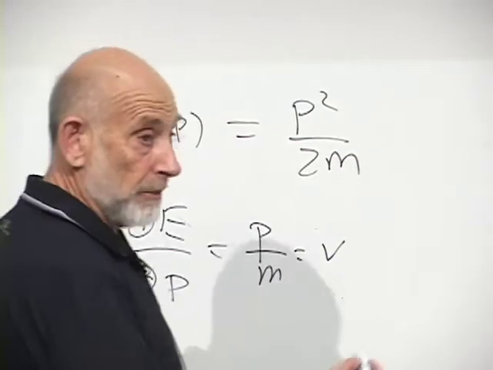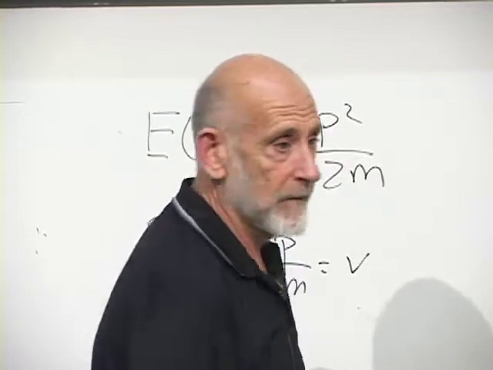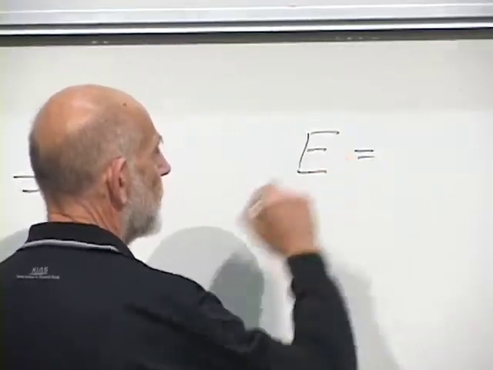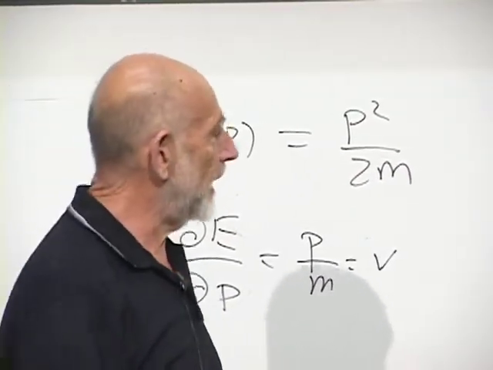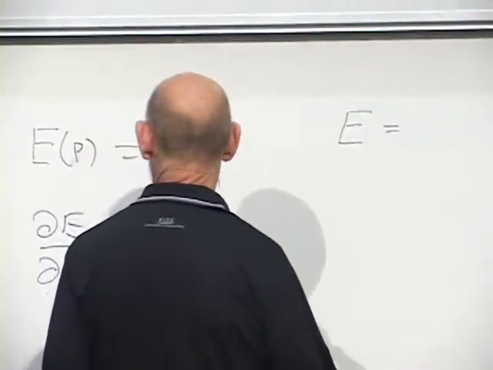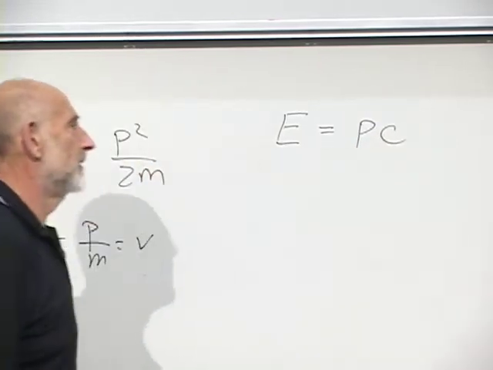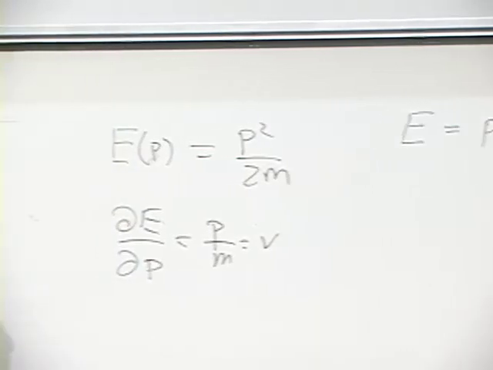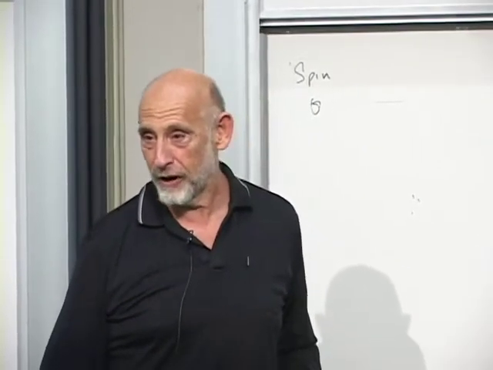Let's try it out for something else. How about in relativity? What's E versus p? Let's start with a photon. Is it E equals p times c or E equals p over c? p times c, right? E is equal to p times c. What is the derivative of E with respect to p? Which is, of course, the velocity of a photon.